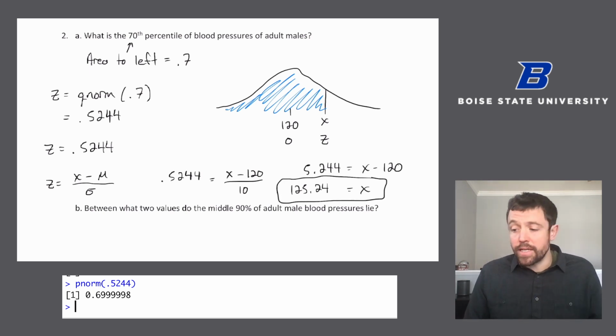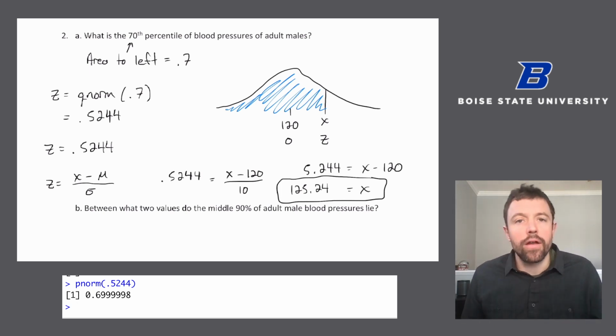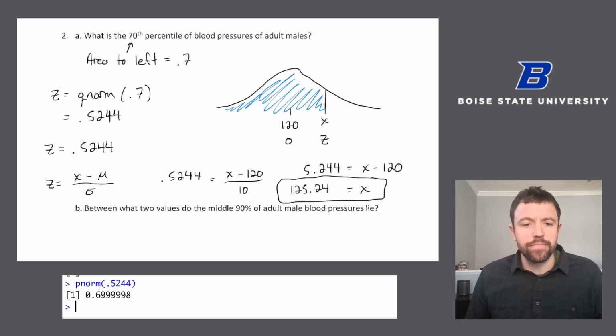So the 70th percentile of blood pressures of adult males is 125.24, which is about what we thought it would be, right? We knew that our answer would be close to 125. In fact, we knew it would be slightly above 125. And so we have this nice confirmation that unless we made some really bizarre mistake that gave us a really close answer, this is right.